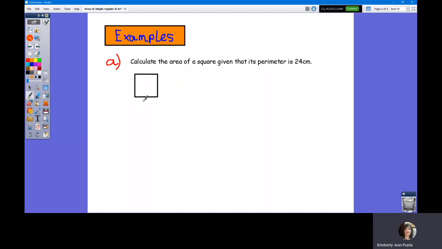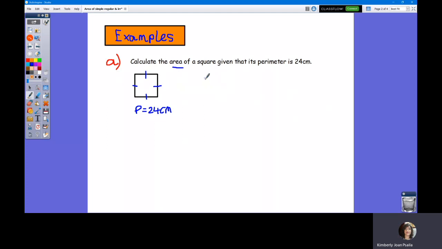So what do we have here? We have a square with all sides equal, okay? And he gave us the perimeter, so P is equal to 24 centimeters. So he gave us the border, the outside border of the shape. How can we find the length of the square? Okay, in order to find the area, first we have to find the length.